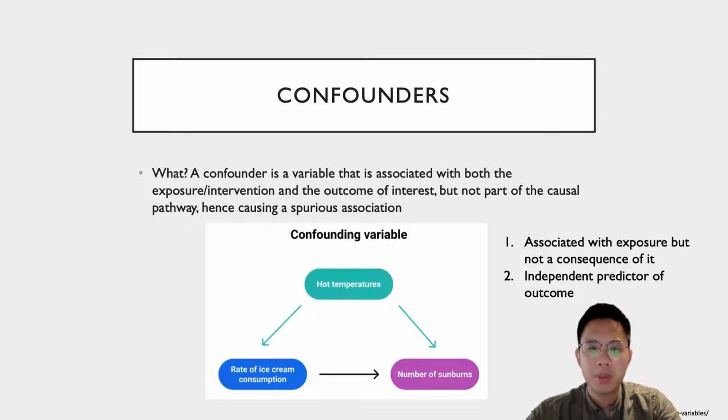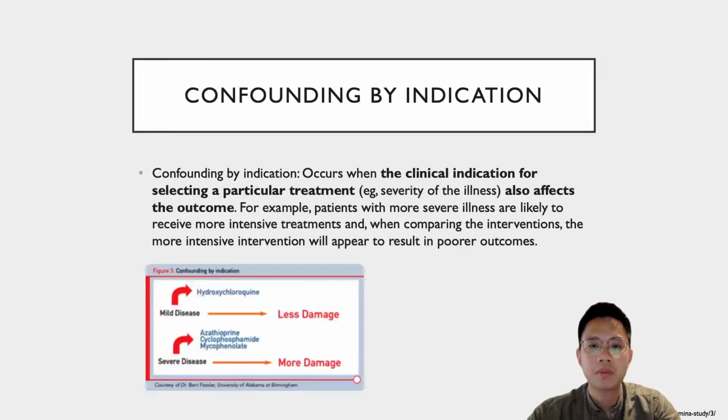Hence, it is important in summary to recognize that the confounding variable is associated with both the exposure and the outcome, but not involved in the causal pathway, and ultimately it causes a spurious association. And hence, if we are not careful to pick up the presence of confounders, we may make wrong conclusions from the associations that seem to be present.